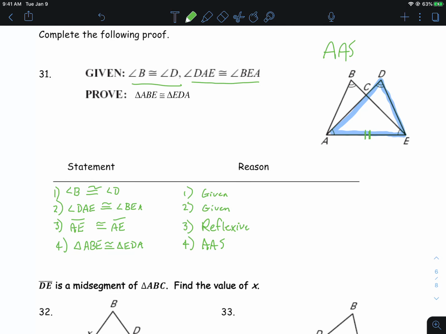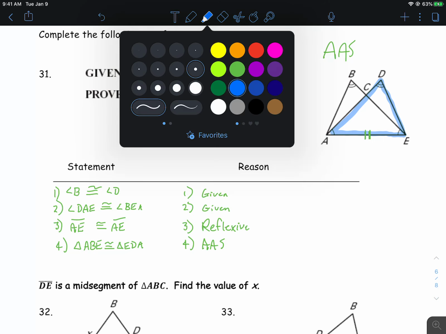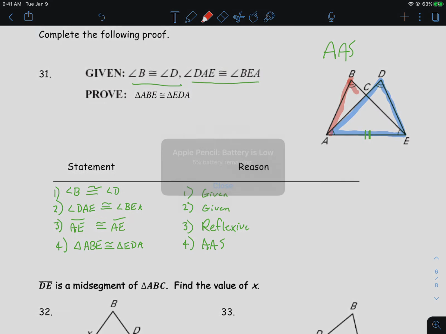So just look at one of your highlighted triangles. I know originally I had two triangles highlighted, but if you look at one at a time, that should help you out there on that.